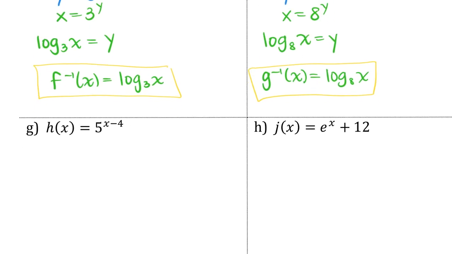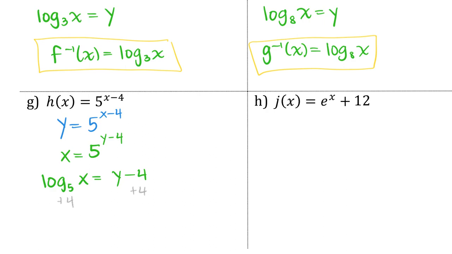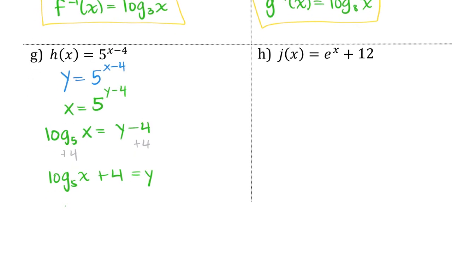Okay, a couple more and then we'll graph. Same. y equals 5 to the x minus 4. Change it. This one does look a little different. Can I add the 4? No, it's in the exponent spot. I can't add the 4. So I'm going to have to rewrite this logarithmically. Log base 5 of x equals the exponent. So I have y minus 4, so I do need to move the 4 over. And then I'm just going to relabel this as h inverse.